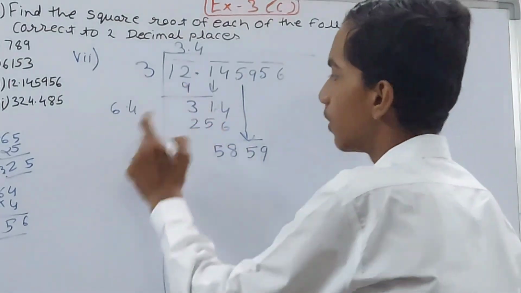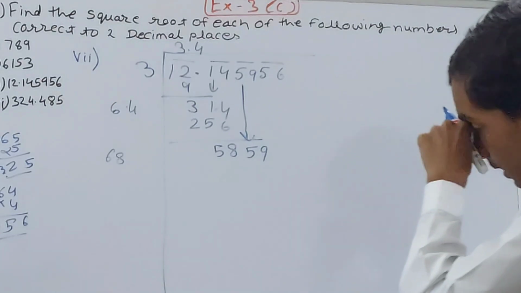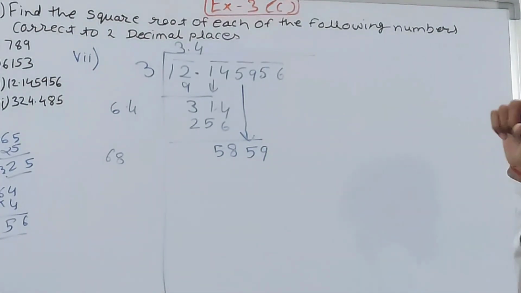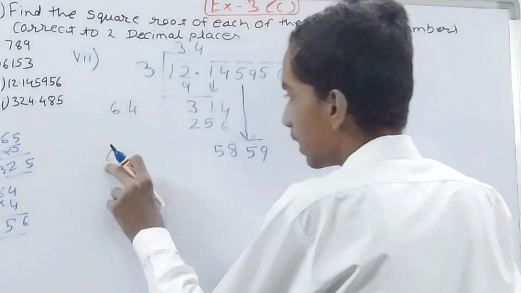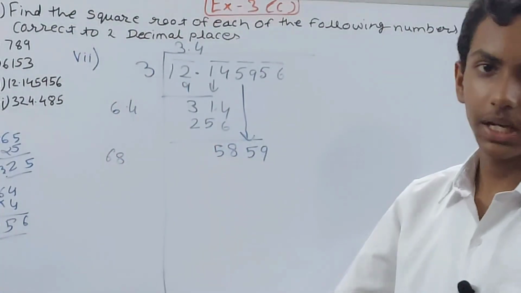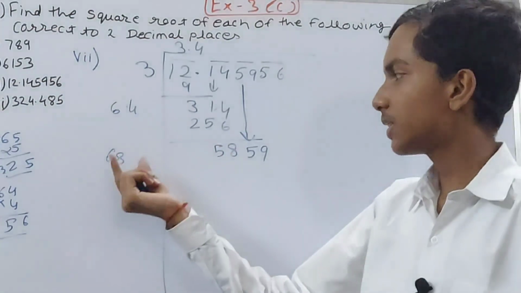And 34, double of 34 is 68. Now see, 68 here and 58, 59, 5859 over here. Let's take 56 and 6. 68, 58 if I compare, that will be what? Not valid, because 58 is less than 68, we cannot divide.